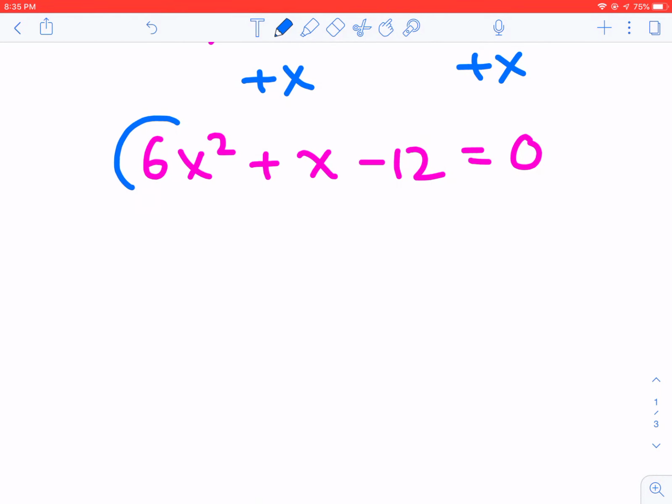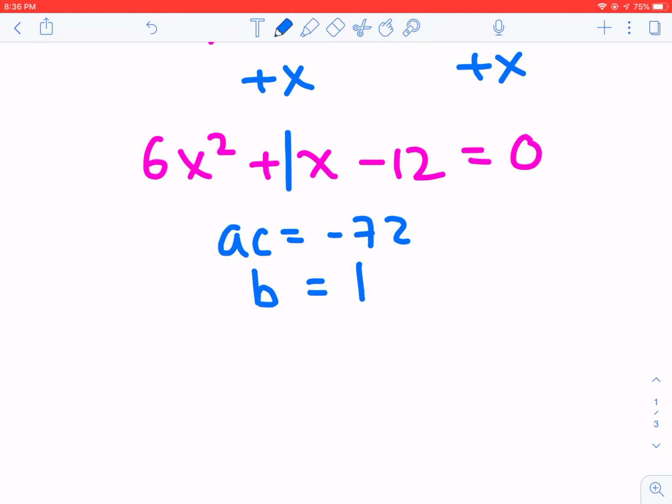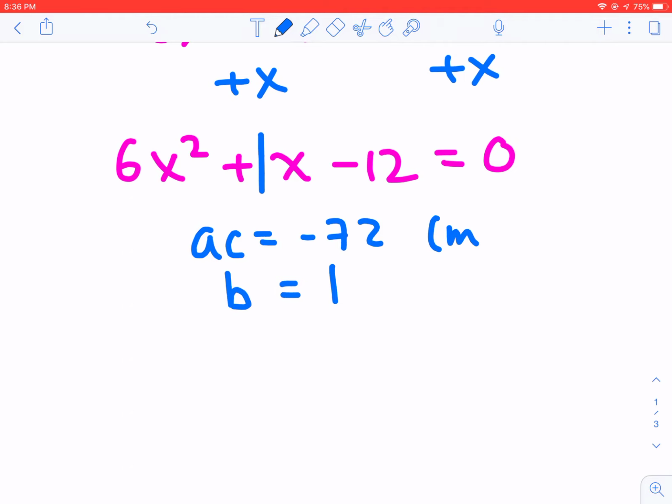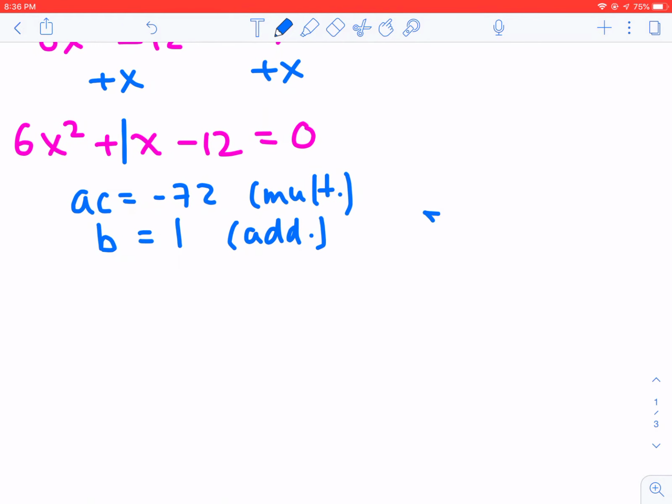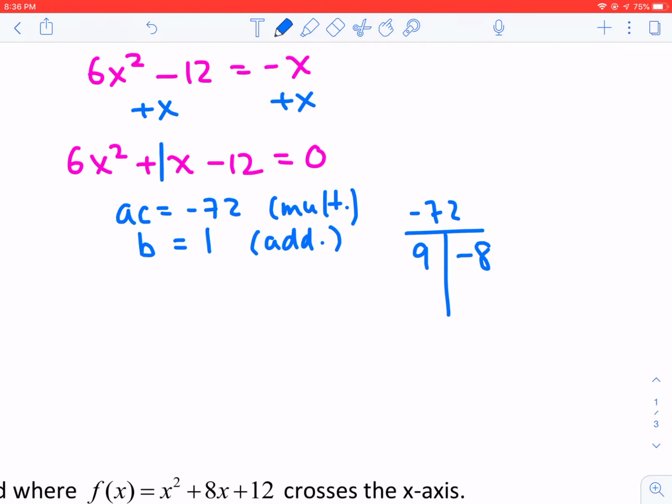So I notice the leading coefficient is a 6. That tells me let's use the AC method. So a times c, 6 times negative 12 equals negative 72. And I'm looking for two numbers that multiply to that and add up to my middle value, which is the b value, which is 1 here. So we want to multiply to this and add to 1. If you need to make a little table, go ahead and do that. But I think the two numbers are going to be positive 9 and negative 8.